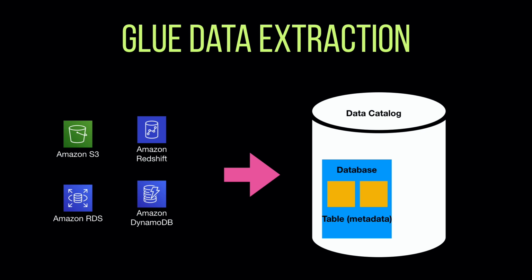AWS Glue Data Catalog is a central metadata repository. The catalog contains databases, and databases contain tables. This is a metadata repository. You are not copying all the data into this data catalog, only the structure of the data.